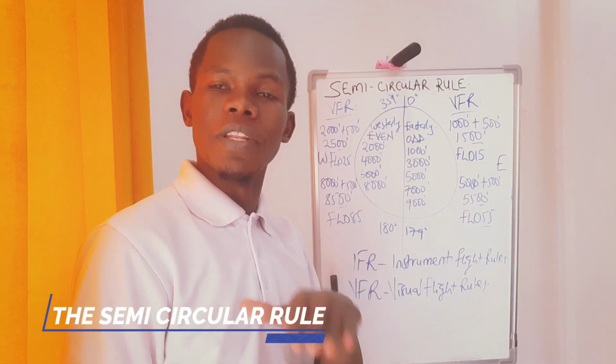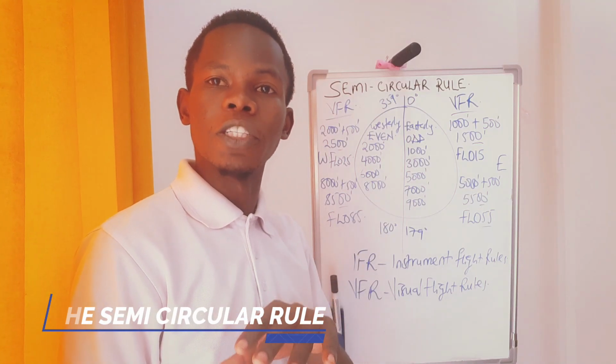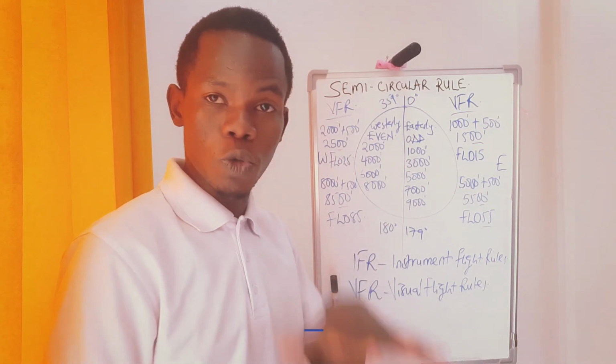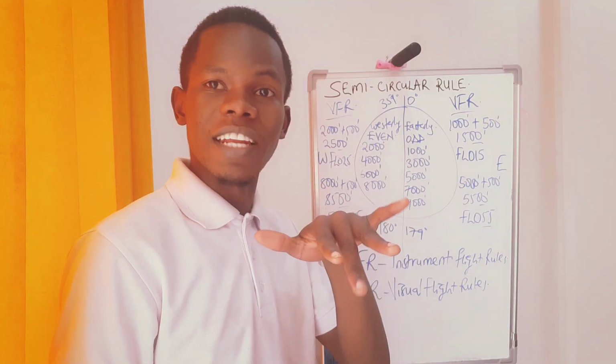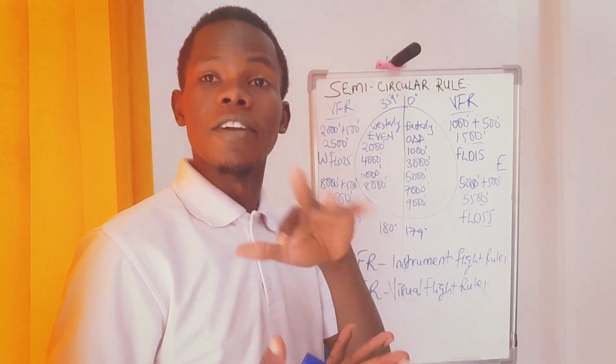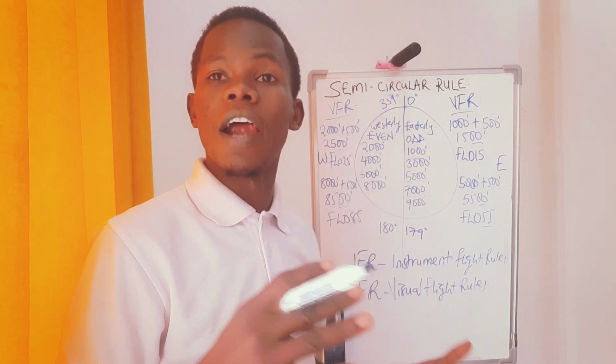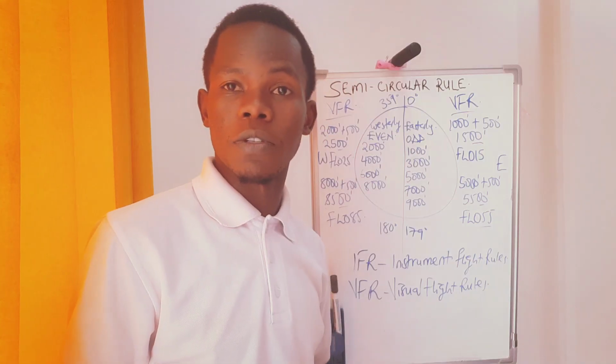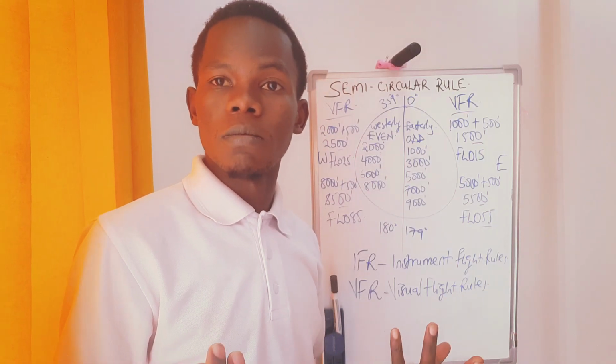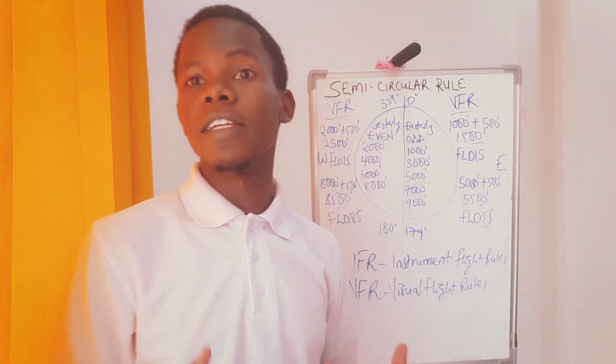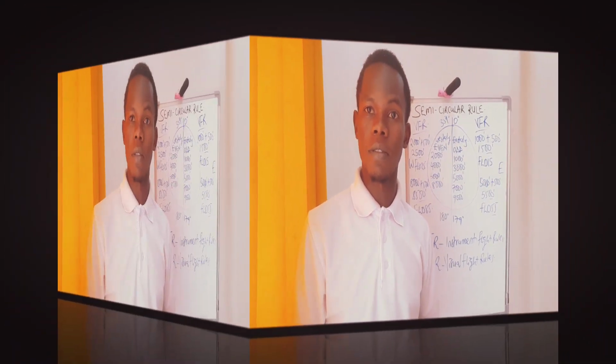And remember, the minimum vertical separation is 1,000 feet between two aircraft. That is for the ones which are not in RVSM. Though the RVSM also was reduced to 1,000 feet. Previously it used to be 2,000, but then it was reduced to 1,000.